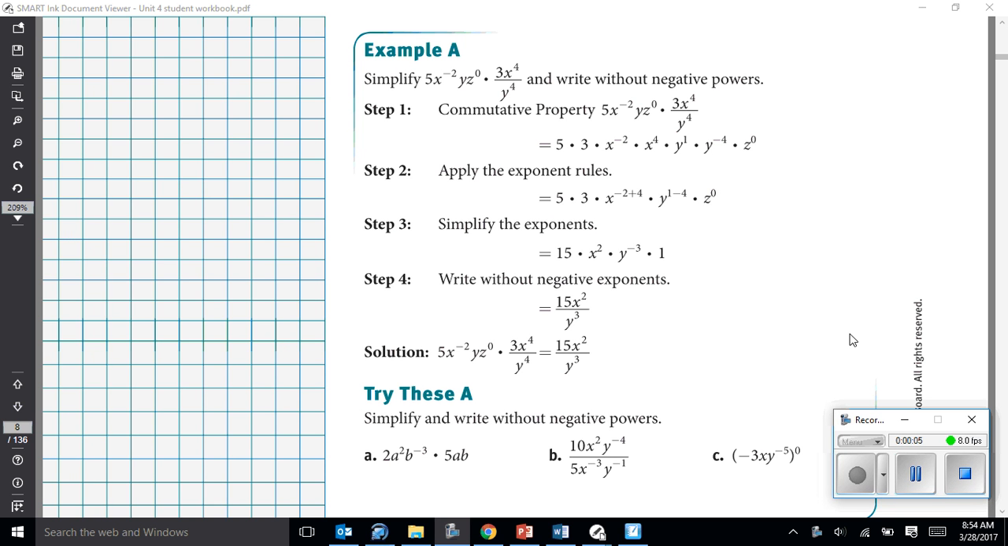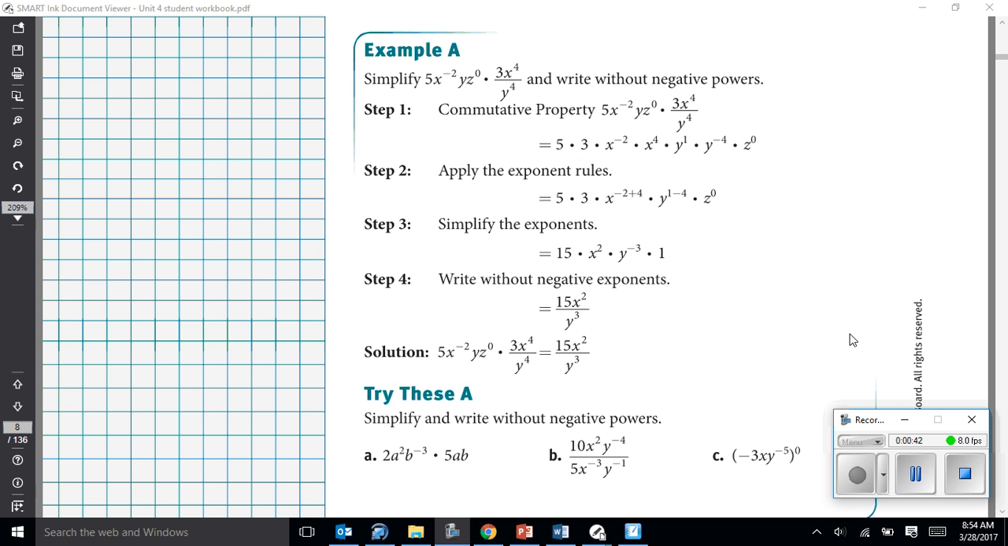All right, so looking through example A, we want to simplify 5x to the negative 2 times y times z to the 0 power times 3x to the 4th divided by y to the 4th. We want to simplify and write it without any negative exponents. So we want to combine all of our x's, all of our y's, all of our z's, all of our coefficients, the numbers in front, so that we just have a number, and then x, y, and z.